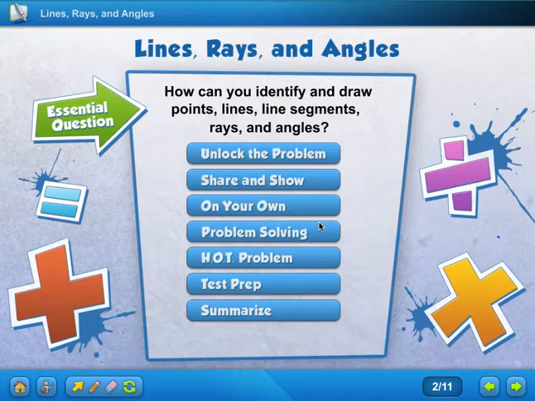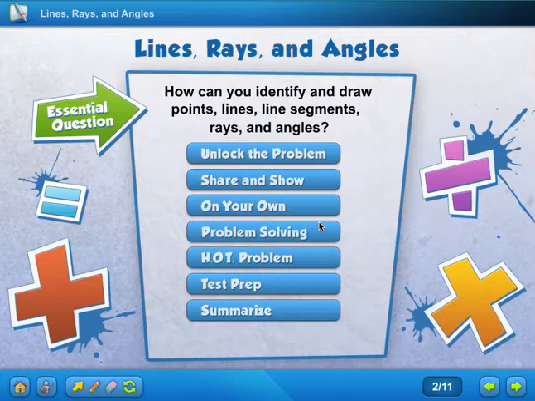Hello, everyone. We are on lesson 10.1, and we are going to be talking about lines, rays, and angles. The essential question is, how can you identify and draw points, lines, line segments, rays, and angles?